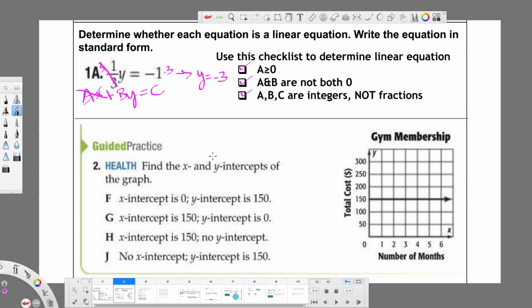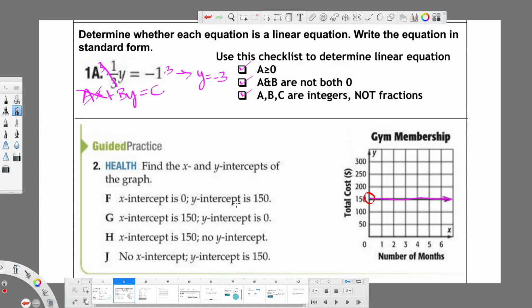So if I look at this line here, and this is the line it wants me to look at, well, it looks like it's a flat line. It's never going to cross this x-axis. So we would say it has an x-axis, but it has no x-intercept. But it does cross the y-axis, this piece here. It crosses right there at the 150 mark. So we just have to go through and match this up. We want no x-intercept and y-intercept at 150.